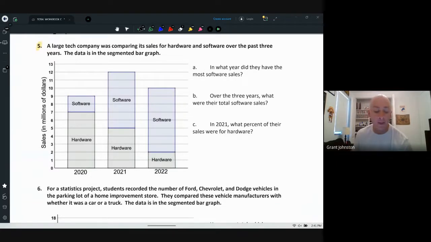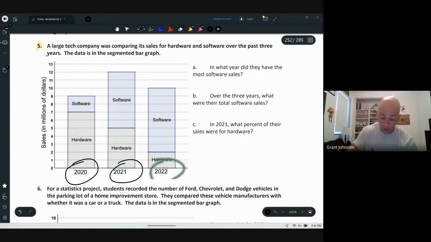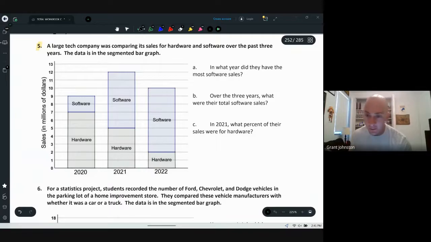So like for instance, on 5 here, it says a large tech company was comparing its sales for hardware and software over the past 3 years. The data is in a segmented bar graph. So we're not only just looking at the years. We've added an extra variable here between the software and the hardware. So this is bivariate because we have an extra variable here. So I'm going to do 5 here.